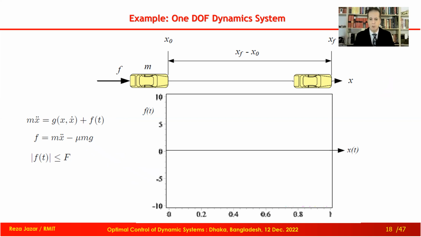It's one-dimensional motion. Rest to rest, so it is supposed to be at rest at the beginning and at rest at the end. There is no friction. The only constraint that we have, on the left-hand side bottom, you see that force has maximum and minimum limits. So the force varies between capital F and negative capital F.